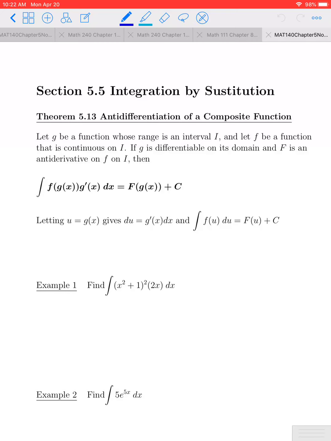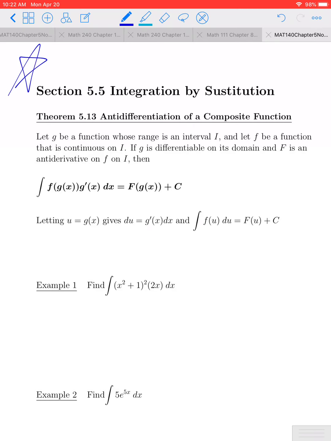In section 5.5, we're going to work on integration by substitution. This section, specifically as it pertains to moving on in the calculus sequence, is going to be one of the most important sections we're going to cover in the second half of our class.